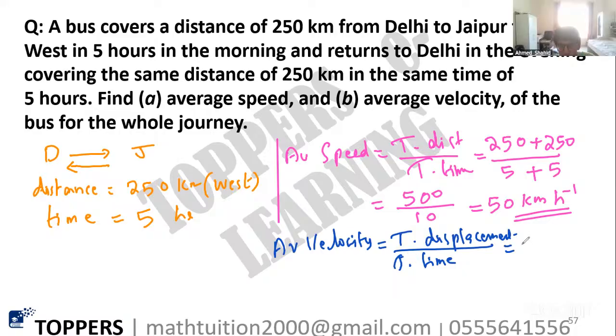250 plus 250. Going is positive, then coming back is negative. So finally, they are at the same point. Straight line distance between initial and final, same point. So what is the total displacement?